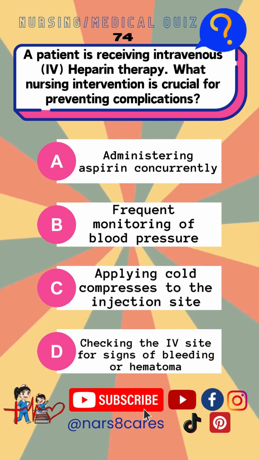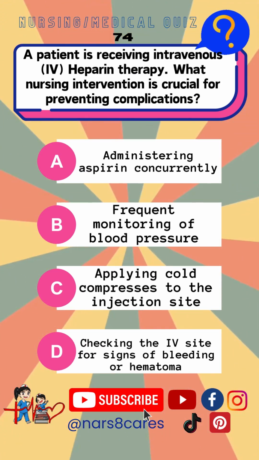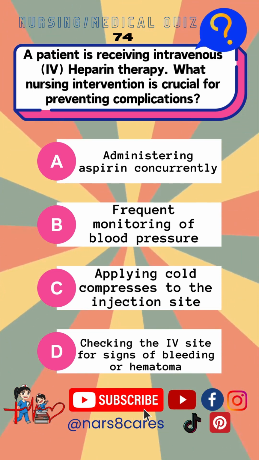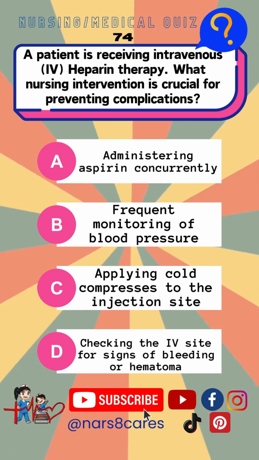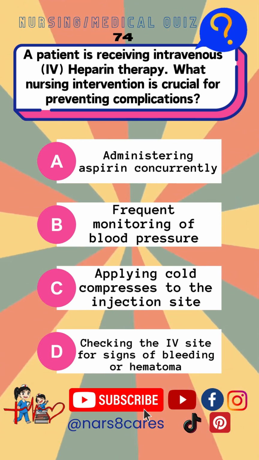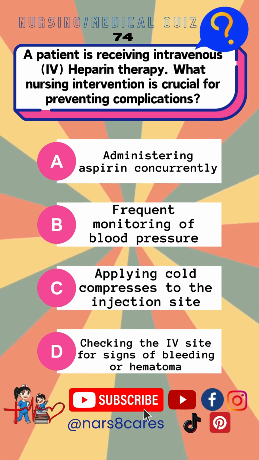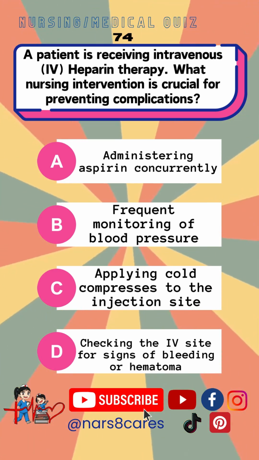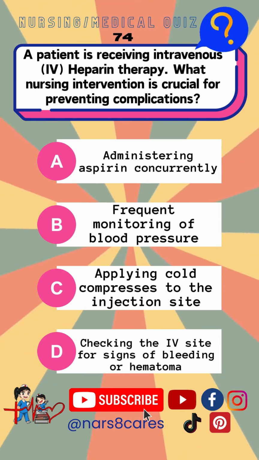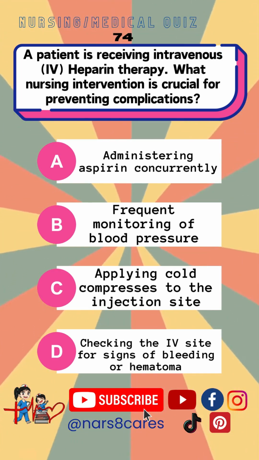74. A patient is receiving intravenous (IV) heparin therapy. What nursing intervention is crucial for preventing complications? A. Administering aspirin concurrently. B. Frequent monitoring of blood pressure. C. Applying cold compresses to the injection site. D. Checking the IV site for signs of bleeding or hematoma.